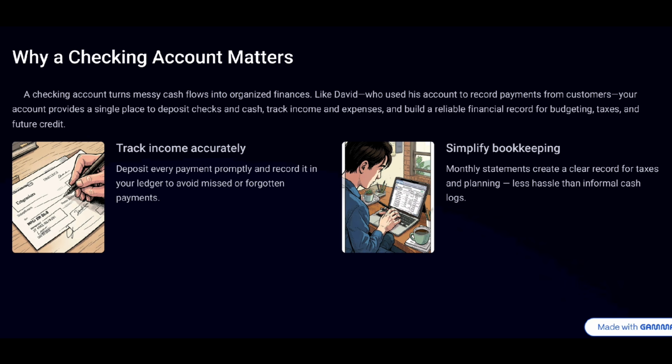Simplified bookkeeping. Monthly statements create a clear record for tax and planning, with less hassle than an informal cash log. So a checking account automatically provides a bank statement which shows your transactions. This makes it easier to review your income and expenses instead of relying on handwritten notes or just remembering where your money went. For example, if you spend 500 on school supplies, 300 on food, and 200 on transportation, you can check your account statement to see these transactions and understand where your money went.